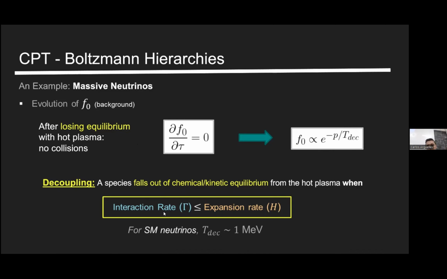This is just an example. Interestingly, in order to know the typical time of decoupling, a rough estimation is that the interaction rate of your particles with the plasma has to be lower than or equal to the expansion rate of the universe. At the time when the equality holds, the dark matter particles can no longer maintain equilibrium and decouple.